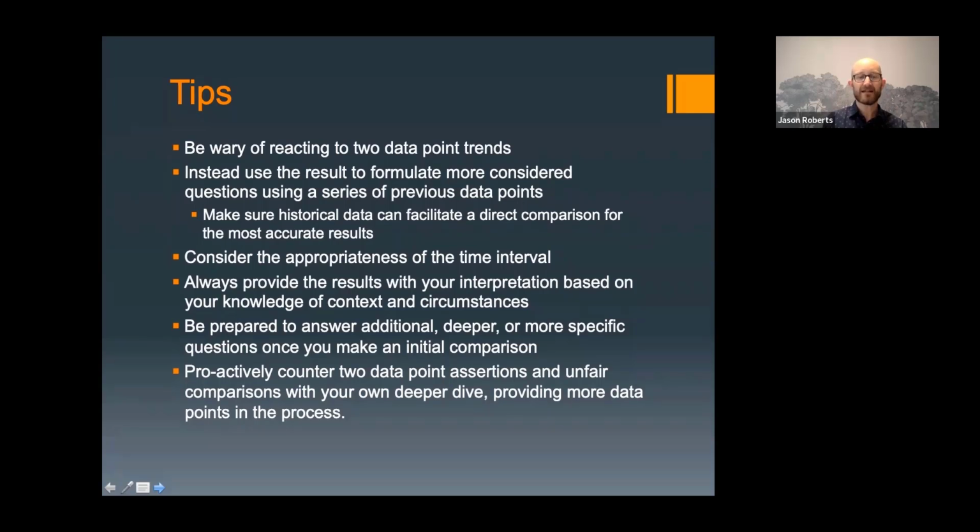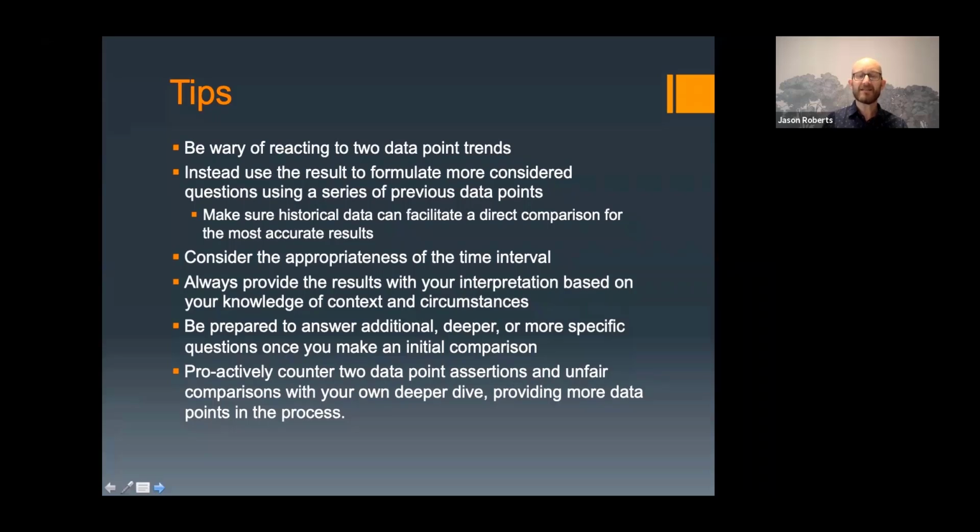So that's the second thing you should do. Consider the appropriateness of the time interval that you're measuring. If you're measuring month on month, is that really a useful comparison? How far back do you want to go before it becomes less useful or more useful? Always provide the results with your interpretation of what's going on. So if your editor says, get me the turnaround times for reviewers this year, don't just hand that over. Hand it over with your interpretation of what you see.